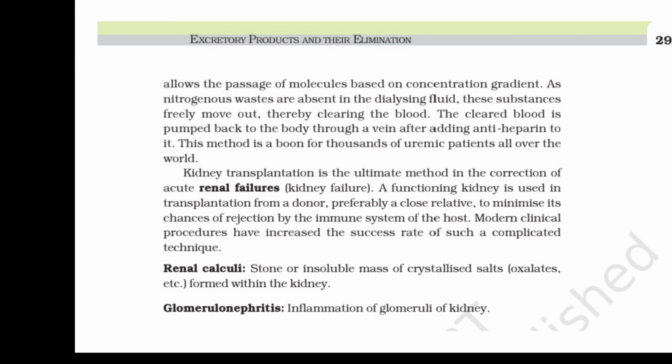Kidney transplantation is the ultimate method in the correction of acute renal failures, that is kidney failure. A functioning kidney is used in transplantation from a donor, preferably a close relative, to minimize its chances of rejection by the immune system of the host. Modern clinical procedures have increased the success rate of such a complicated technique. Renal calculi: stone or insoluble mass of crystallized salts, that is oxalates, etc., formed within the kidney. Glomerulonephritis: inflammation of glomeruli of kidney.